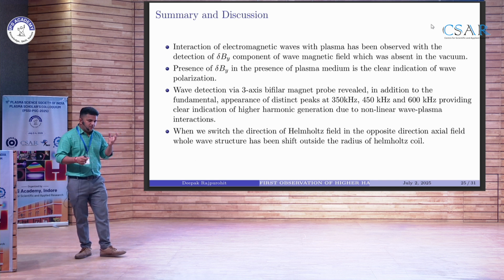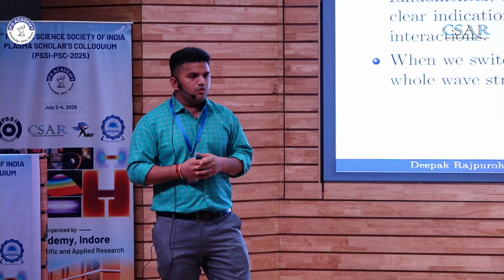So further, our plan is to do more experiments on magnetic nulls with higher magnetic field, because in LVPD we can go up to 100 Gauss of static magnetic field. Now we are using only 6.2 Gauss, and in pulsed mode we can go up to 1 kilo Gauss also.